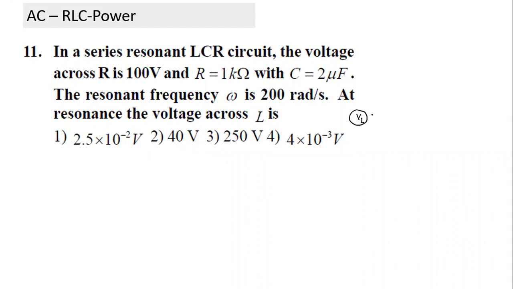First of all, it is resonance. How do we solve this question? I'll just give a hint, and all of you can easily solve it. Since it is resonance, impedance is equal to R. So R itself is the impedance of the circuit. Hence, I know the value of current also. Once I know the current, since C is given and omega is given, I can find XC, and I can find VC. VC will be equal to VL, so I can find VL easily. If you use this sequence, you can easily solve the question.